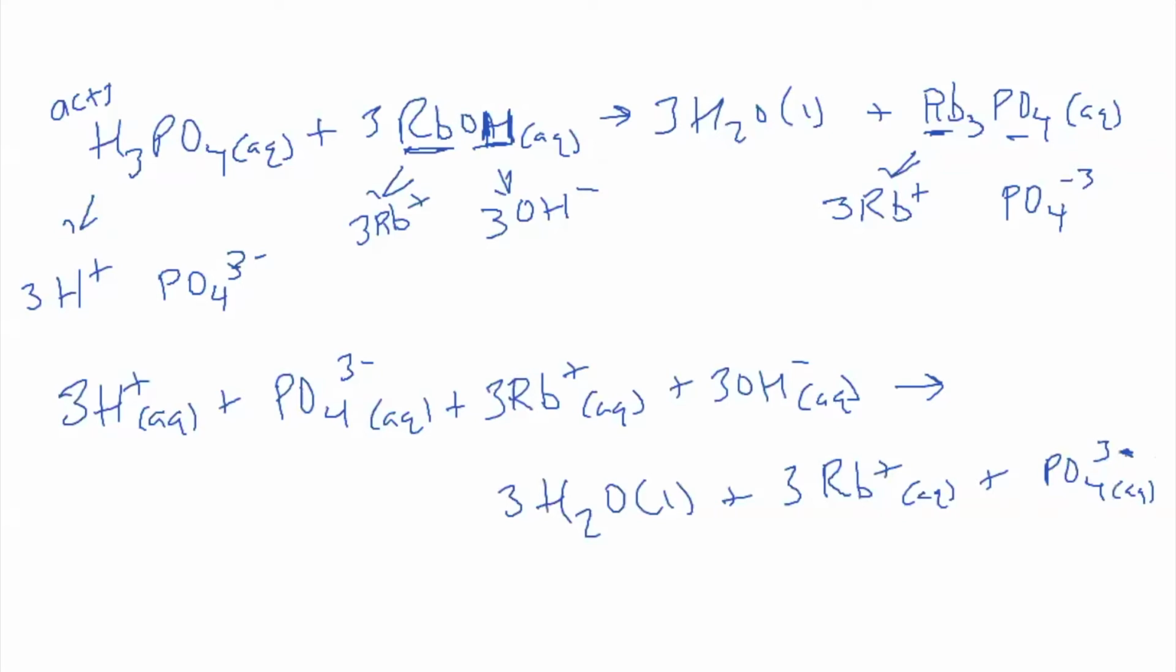So what we have written right here would be the complete ionic equation. Now to do net, we would need to cancel out the ions on both sides. They're spectators. So all spectator ions are going to cancel out. That would be the ones that are on both sides. You can see right here, the PO4 is on both sides, so that would cancel out. And then the Rb plus is on both sides.